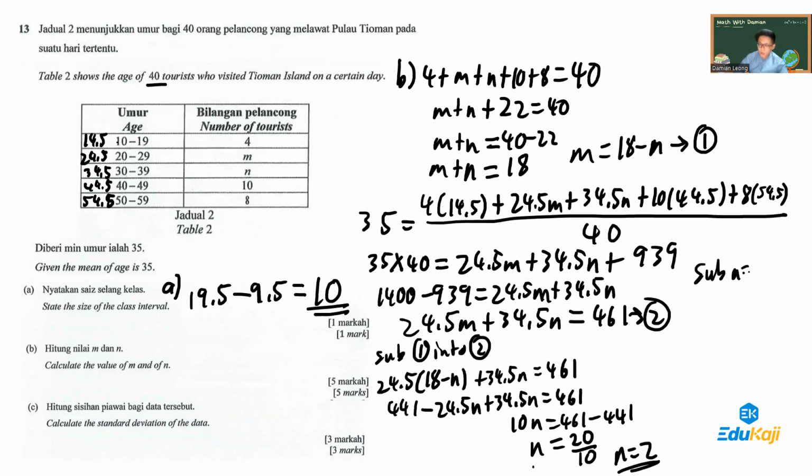So I substitute N equals 2 into equation 1, and I can find M. 18 minus 2, 16. So M is 16, N is 2. This is using simultaneous equations.